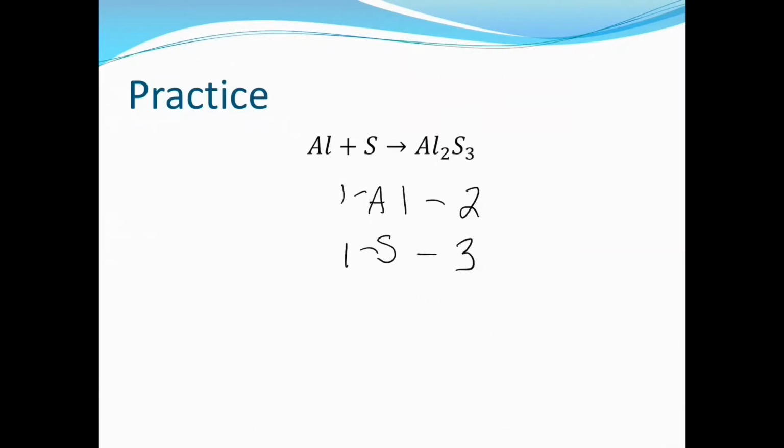Well, since they're separate on the reactant side, which looks like that's where we need to start our balancing, this should be a fairly simple balance, because all we need to do is add a 2 in front of the aluminum on the reactant side to make that balanced, and add a 3 in front of the sulfur on the reactant side to make that balanced. There we go.